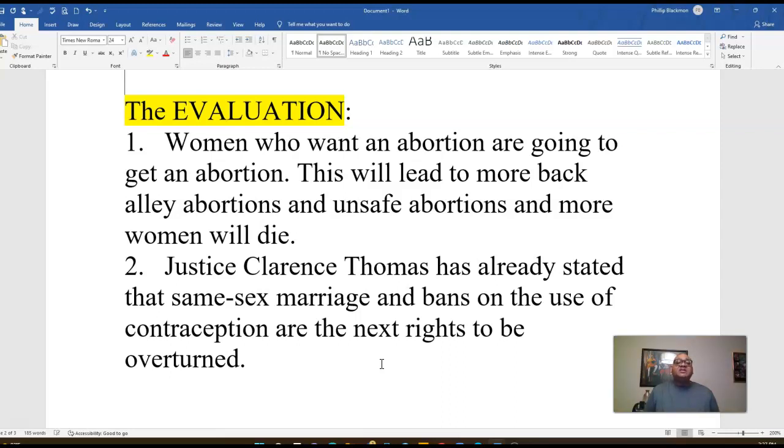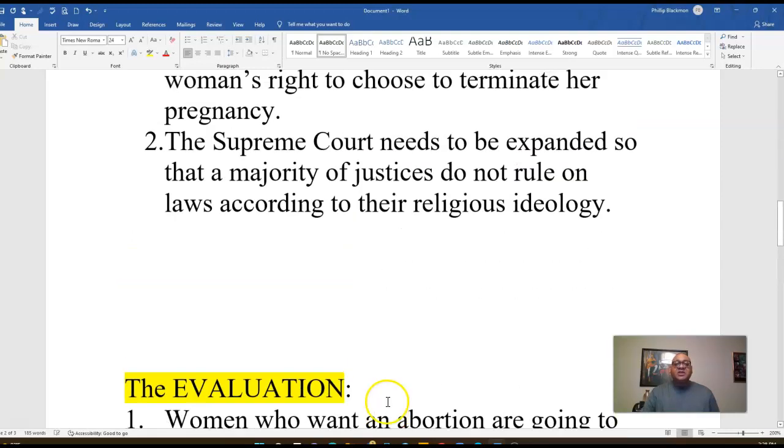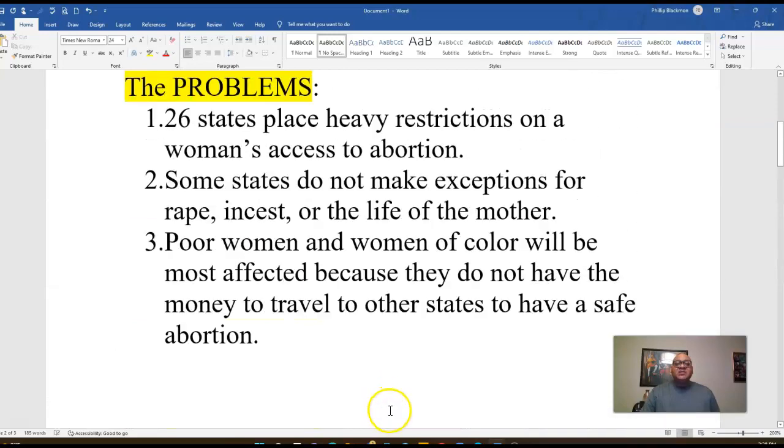Another prediction: Judge Clarence Thomas has already stated that he's coming for same sex marriage and he's coming for banning contraception. Those are the next rights that are on the chopping block. So if something isn't done, we know for sure that in the future, in the evaluation, other rights are going to be affected by the Supreme Court's overturning Roe versus Wade.